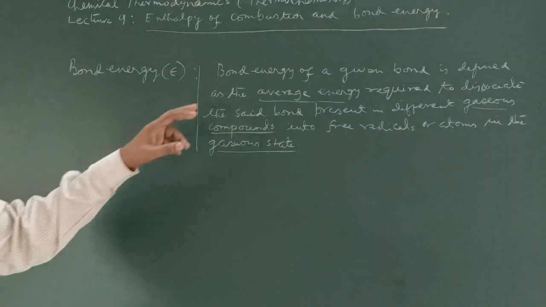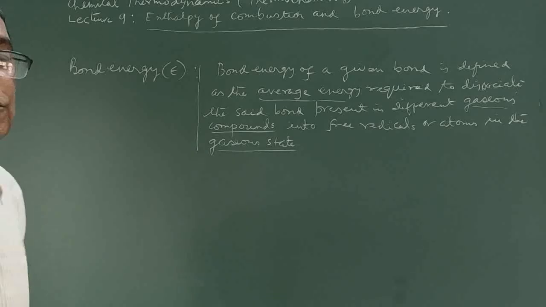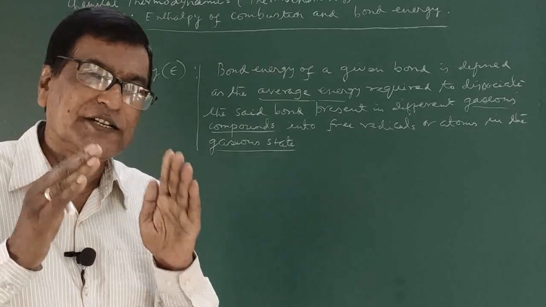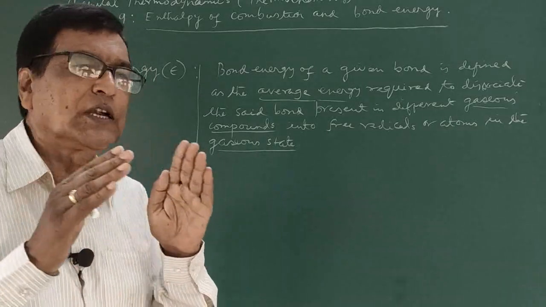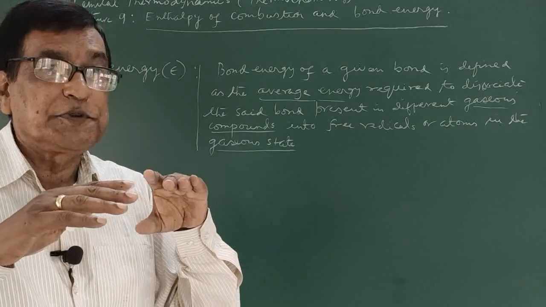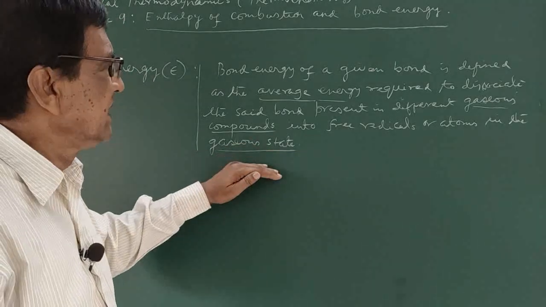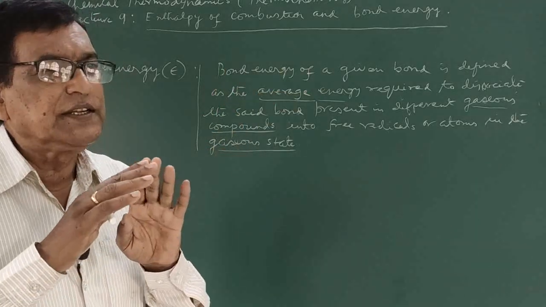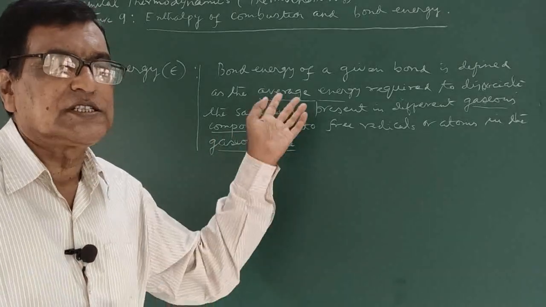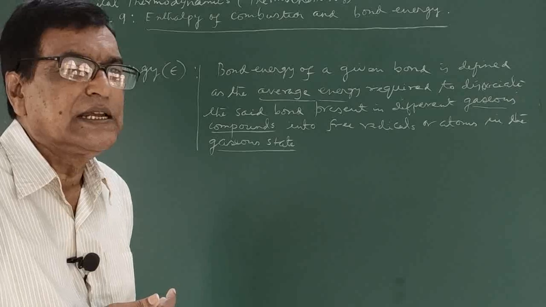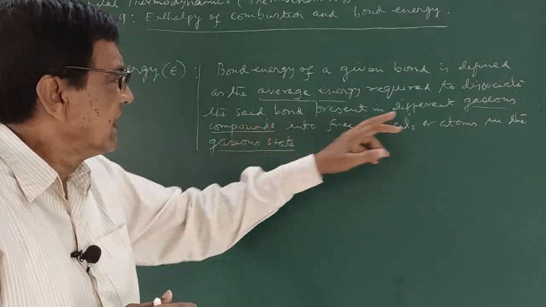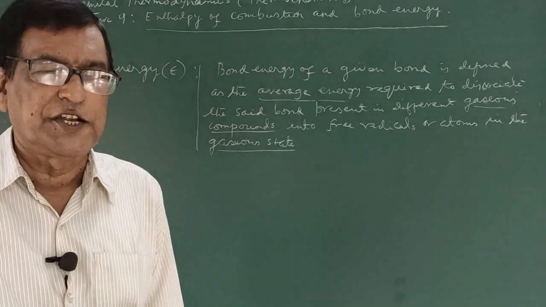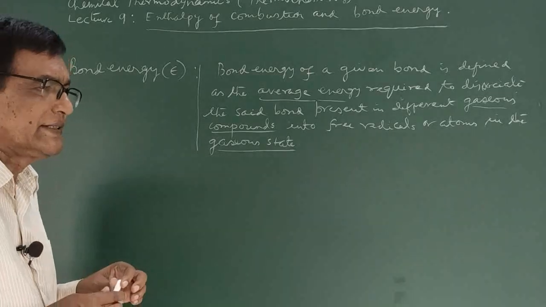And this bond energy differs from dissociation energy. Dissociation energy is not the average energy. Dissociation energy is the energy required to dissociate a particular bond in a specific compound. But in this case it is the average energy, considering the different compounds in which the said bond is present, and the compound and the dissociated products are all in gaseous state.